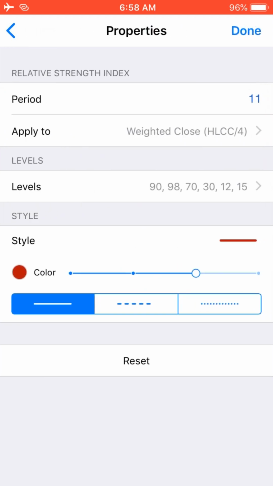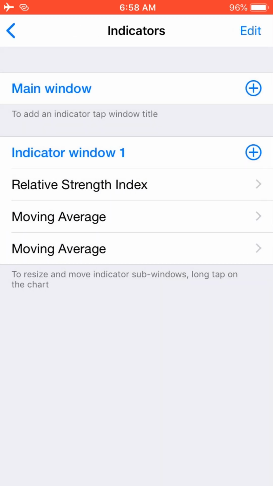The period is 11, that's for the RSI. You apply to weighted close. The levels are 90, 98, 70, 30, 12, and 15. Those are the levels, and you could use any color and any pixel. So when you're done with that, you click on done. You go back, you add the moving average as your second indicator.